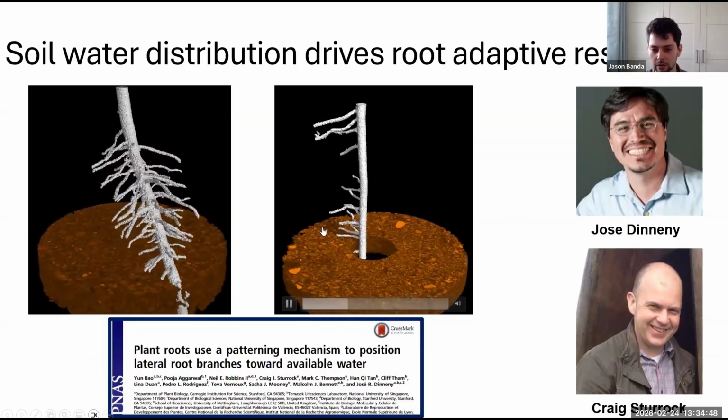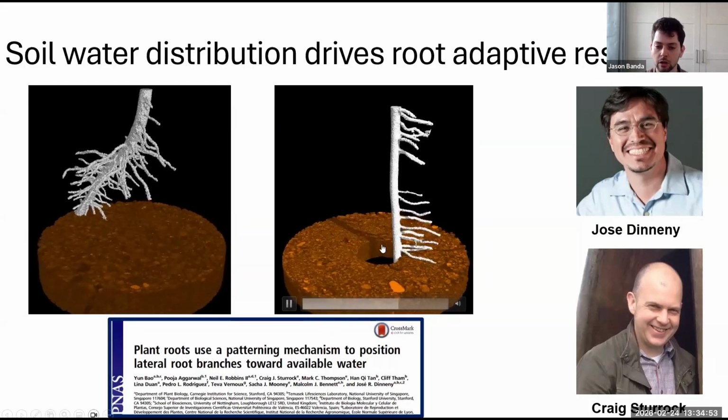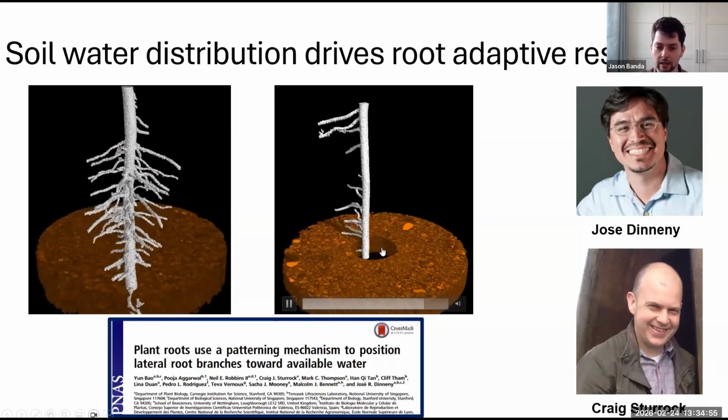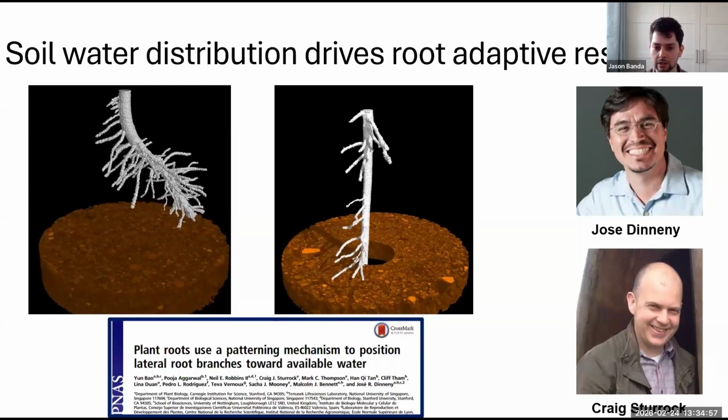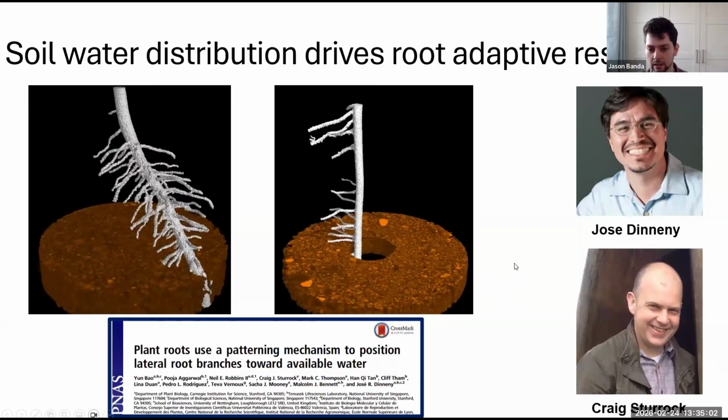On the opposite, on the right side of the screen, if we build a macropore in the middle of the soil column, which is like an interface between air and soil, we can see they only branch towards the moisture within the soil. This is lateral root hydropatterning.